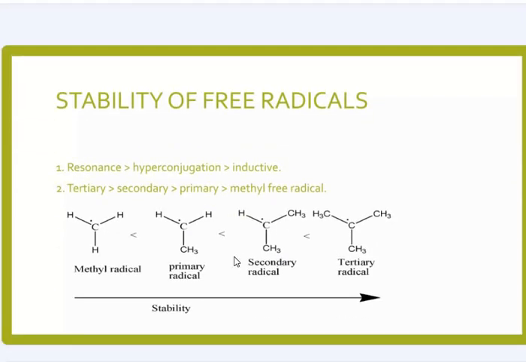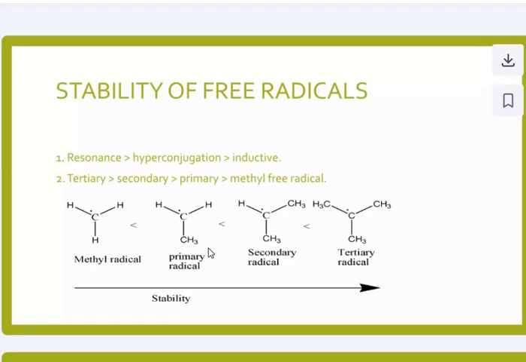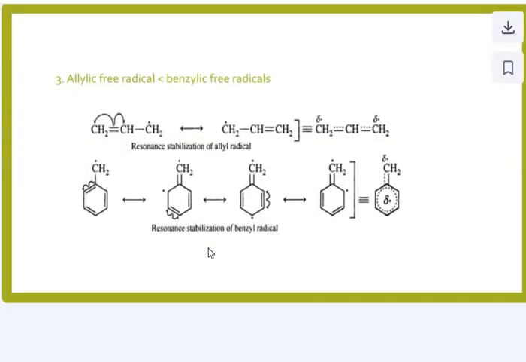Now stability of free radicals, you can see the 3 degree is more stable than 2 than 1. Resonance, hyperconjugation, inductive effect. This is the reason. Resonance is much more than hyperconjugation, which is greater than inductive. And tertiary, secondary, primary, methyl free radicals. Now allylic free radicals or benzylic free radicals. So allylic free radicals are less stable than benzylic free radicals. You can see due to resonance.